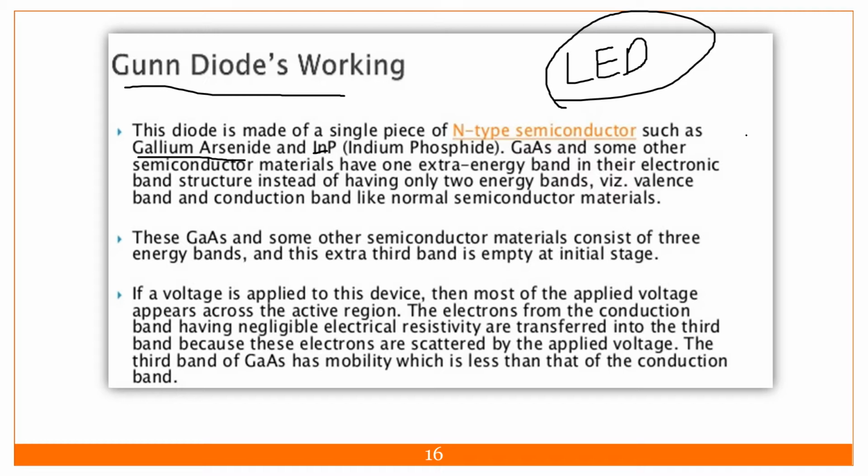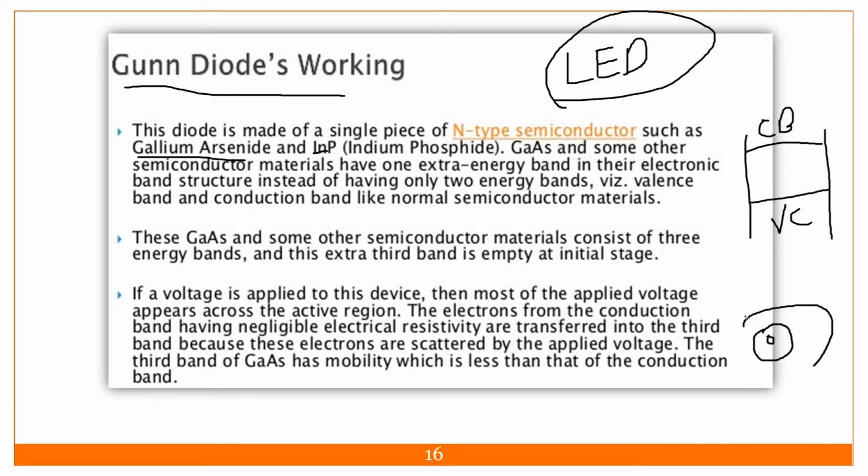Normally we know that in silicon or any semiconductor material, there are two bands: the valence band and the conduction band. Suppose this is my atom, and the electrons are revolving around the nucleus in certain orbits. The last orbit is the valence orbit, and the electrons in the last orbit are its valency.